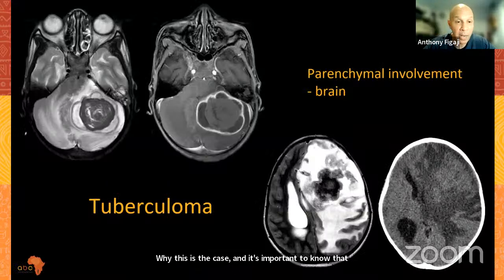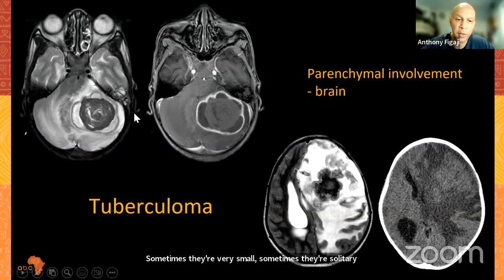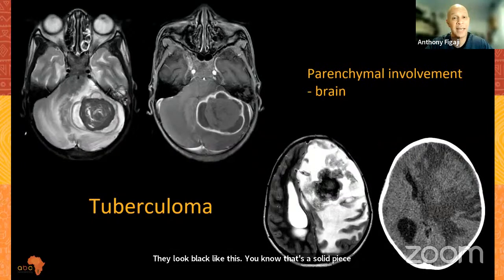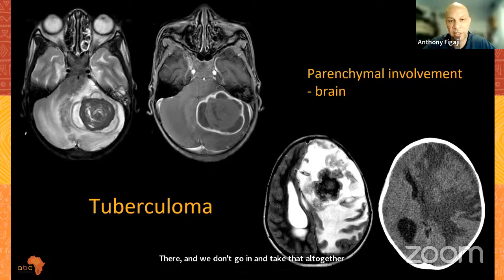And then parenchymal lesions, they take two forms, tuberculomas and tuberculous abscesses. Sometimes they're very small, sometimes they're solitary, sometimes they're multiple, sometimes they're large. So tuberculomas, essentially on T2, they look black like this. You know, that's a solid piece of tissue there. And we don't go in and take out all tuberculomas. We only take them out if they are causing significant mass effect or they're not responding to treatment.